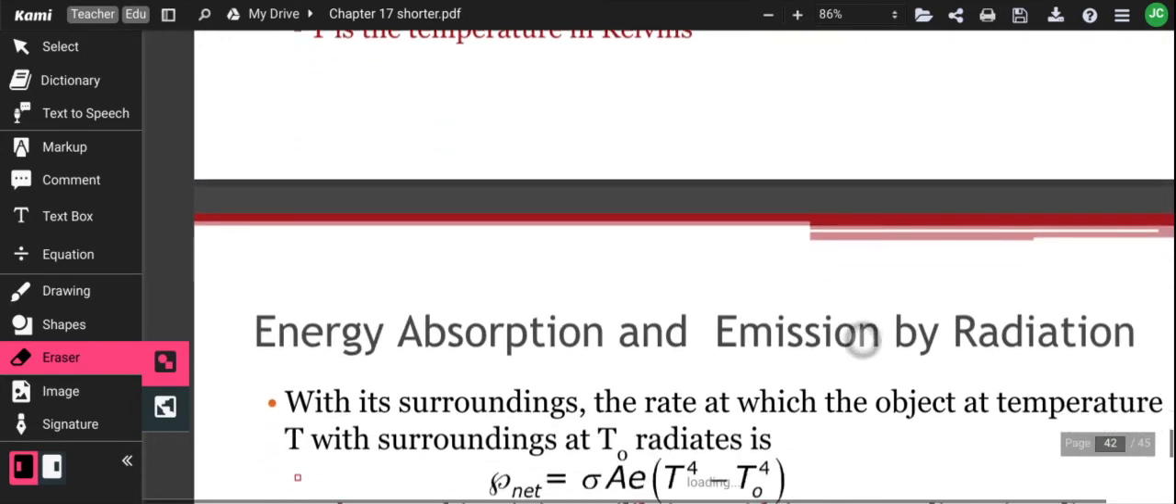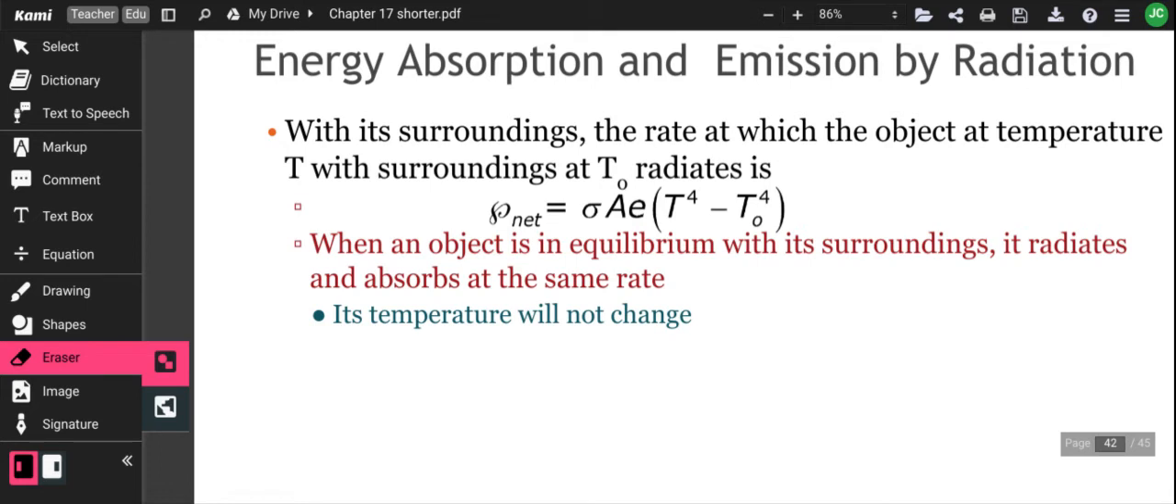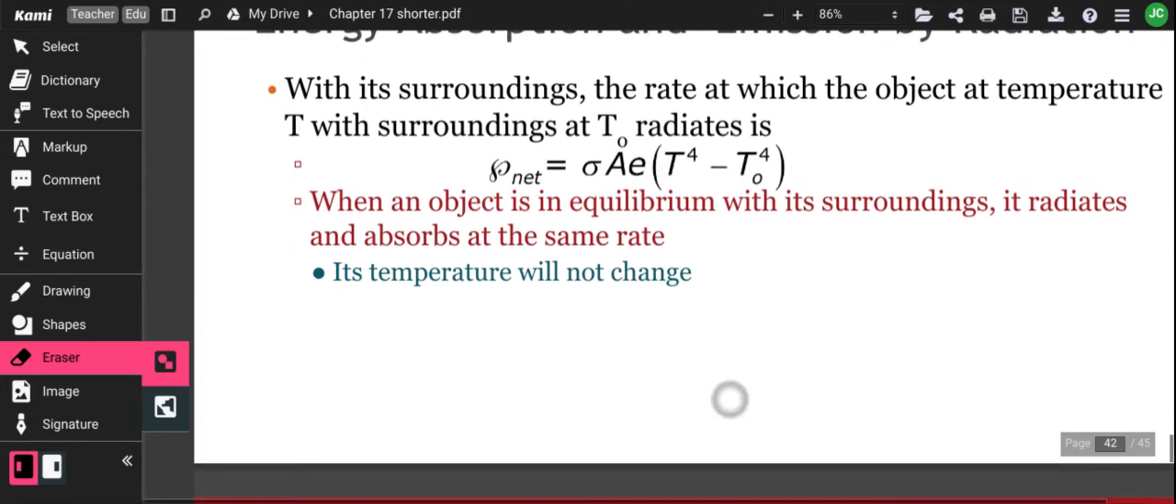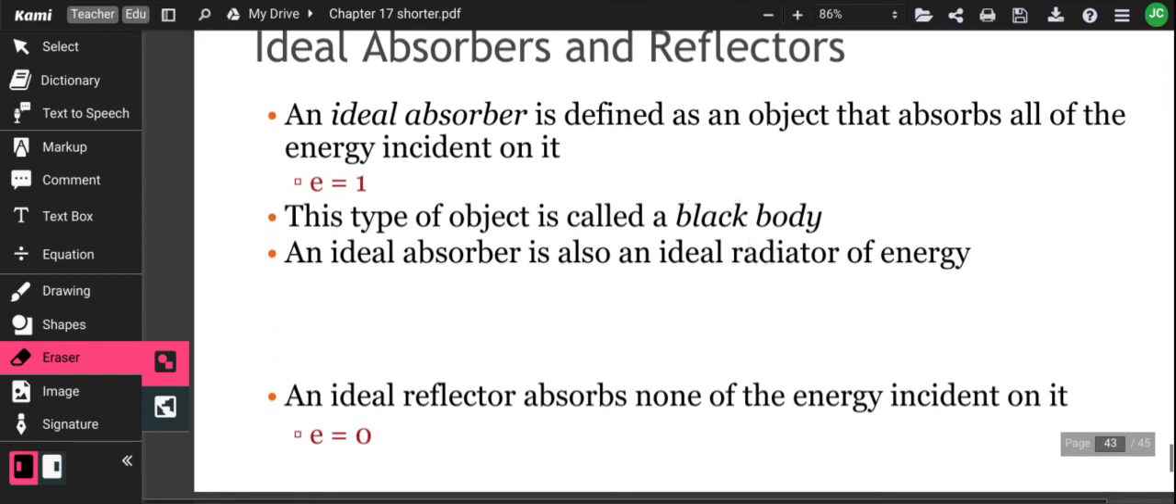Now, what we really care about is whether energy is absorbed or emitted. And so what we can look at here is the change in temperatures. So it's a similar equation, but when we're looking at this, we're looking at how the power is affecting change. And so if we have an equilibrium, there's going to be no flow at all, and the temperature ultimately won't change. There are ideal absorbers and ideal reflectors. An ideal absorber has an emissivity constant of 1, and an ideal reflector has an emissivity constant of 0.